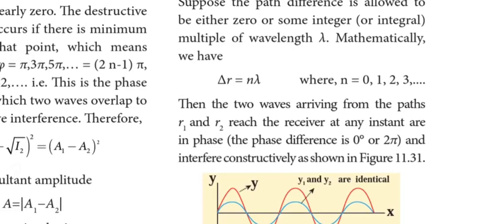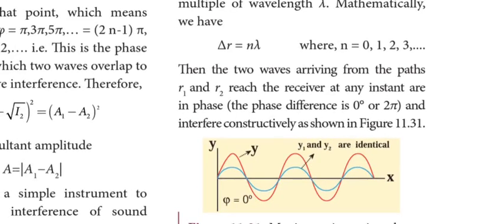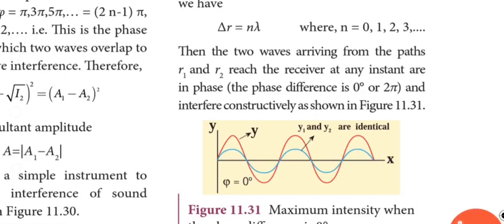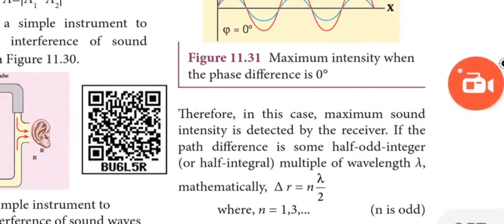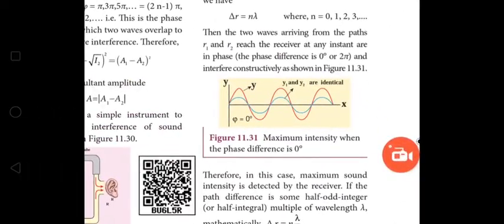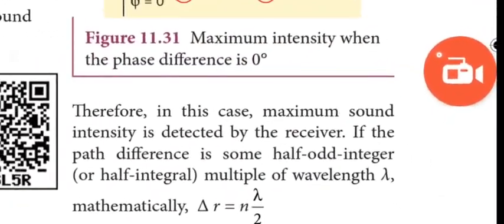Here lambda is the wavelength and n is an integer that takes values from 0 onwards. So the two waves arriving from the paths R1 and R2 reach the receiver at any instant in phase. So the phase difference will be 0 or an integer multiple of 2 pi, and they interfere constructively, as given here. See the two identical waves. Therefore, in this case, maximum sound wave intensity is detected by the receiver.